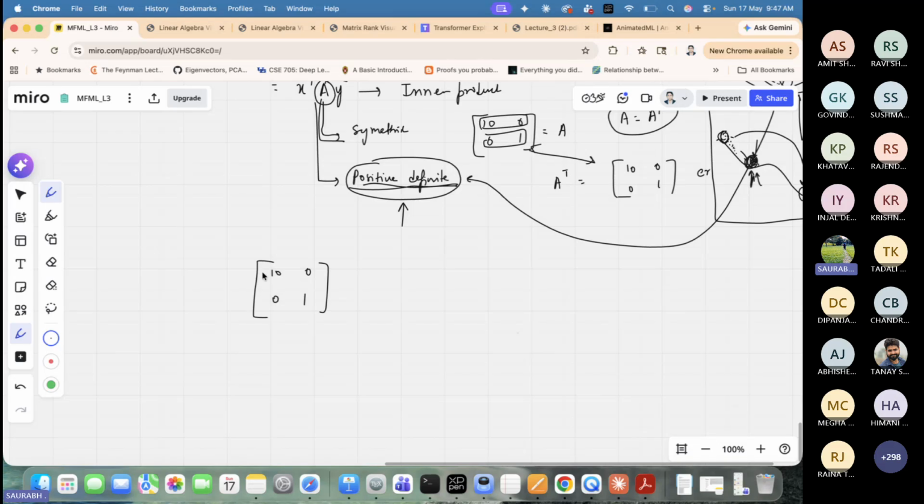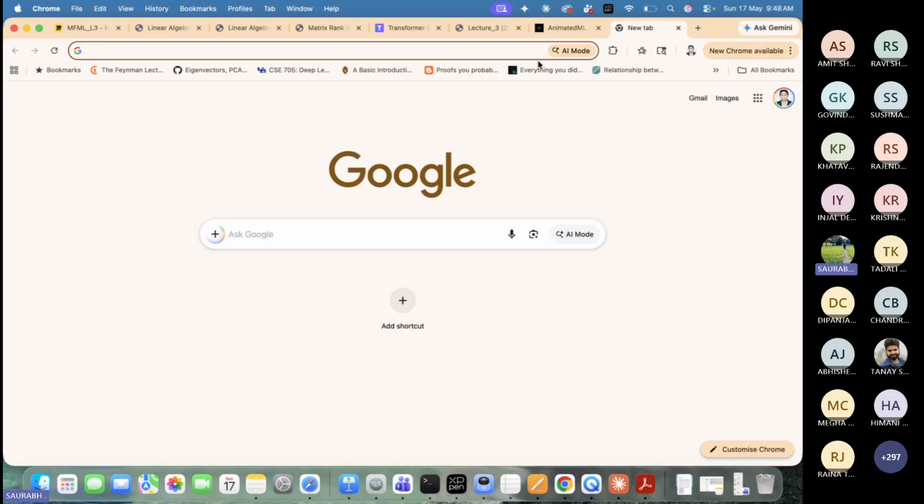Now, this positive definite matrix, what it does is, if you have a vector, let's say x, and you multiply that vector with this matrix, that vector would get scaled. If you look at this 10, 0 and 0, 1, the reason we have 10, 0 here is that this type of matrix does a certain kind of transformation. Let me show you what it does.